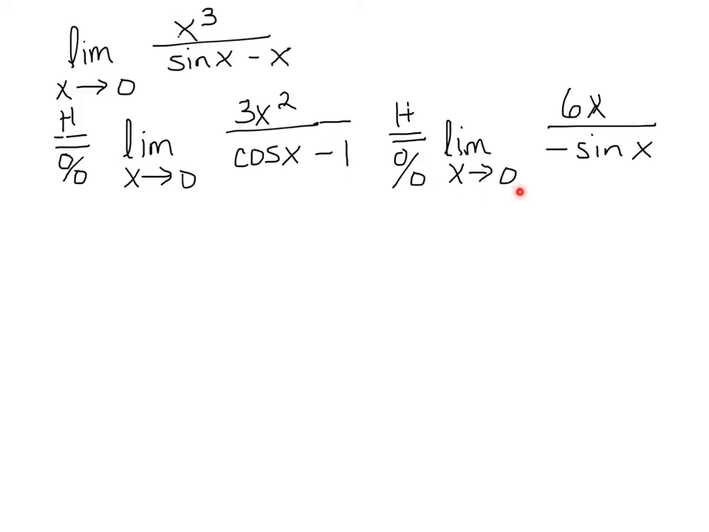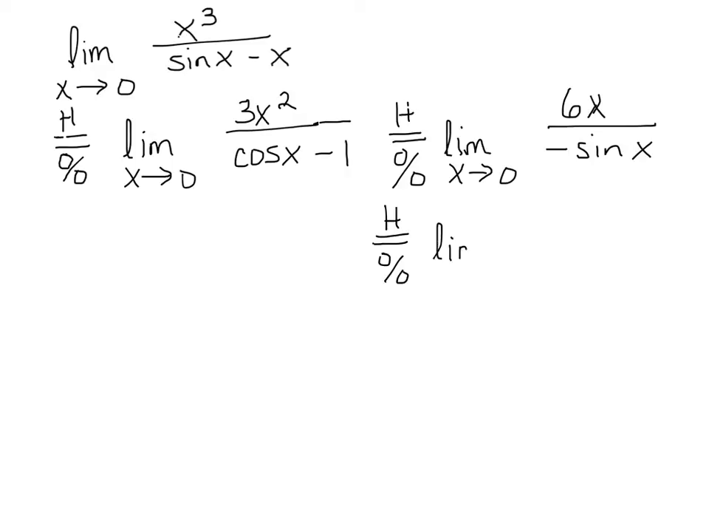As x approaches 0, 6x goes to 0. Negative sine x goes to 0 as well. So again, we have to use L'Hopital's rule. So we're going to write an equals with an h. 0 over 0 is our form.